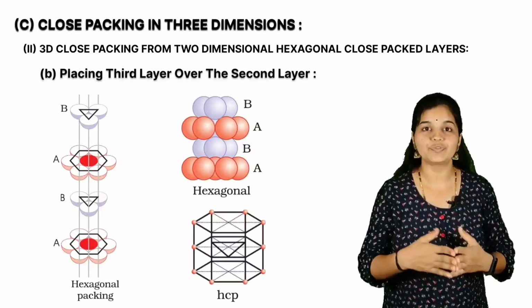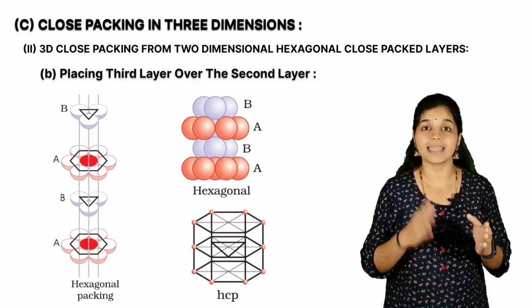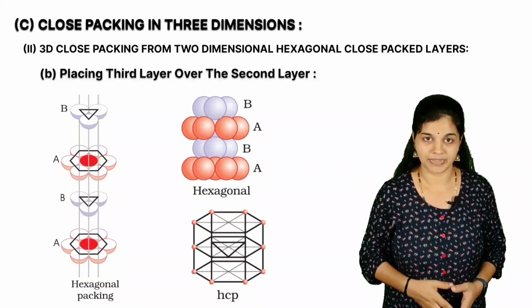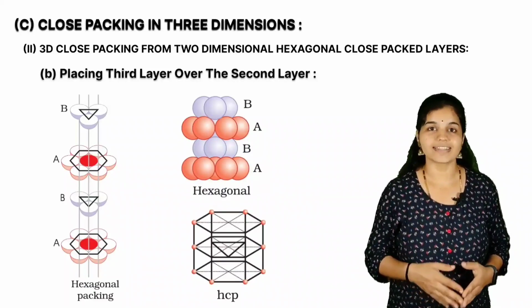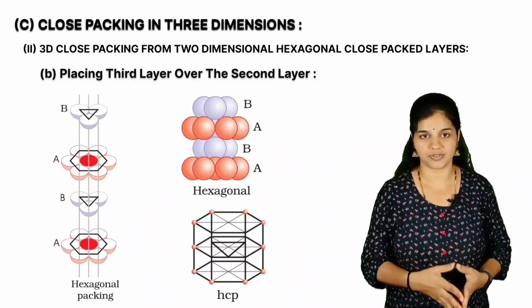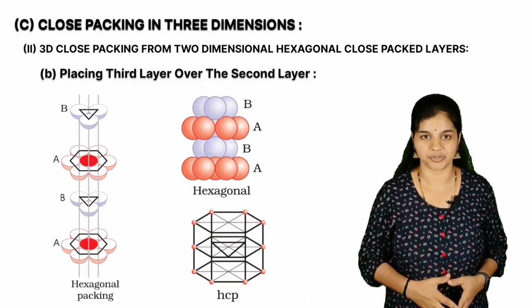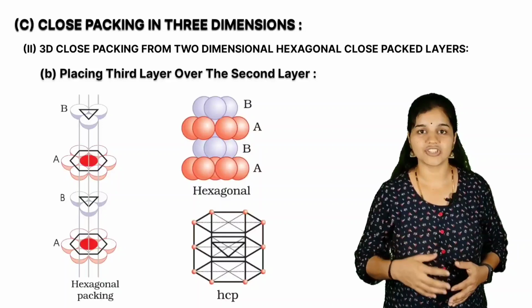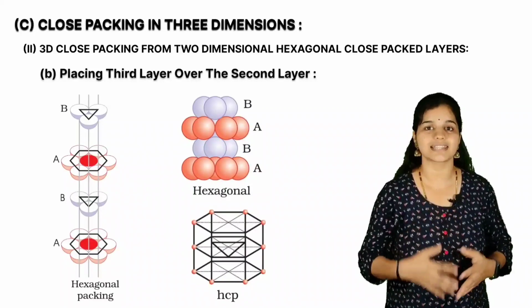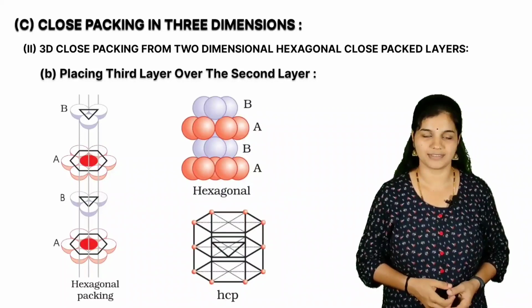This pattern is often written as the ABAB pattern. This structure is called the hexagonal close packed structure. In short, it is written as HCP structure. Metals like magnesium and zinc possess this type of arrangement of atoms.